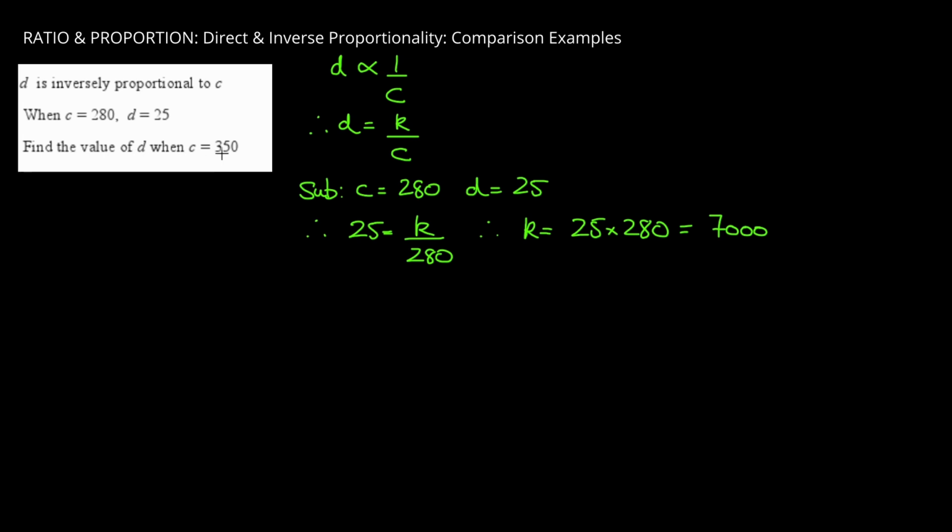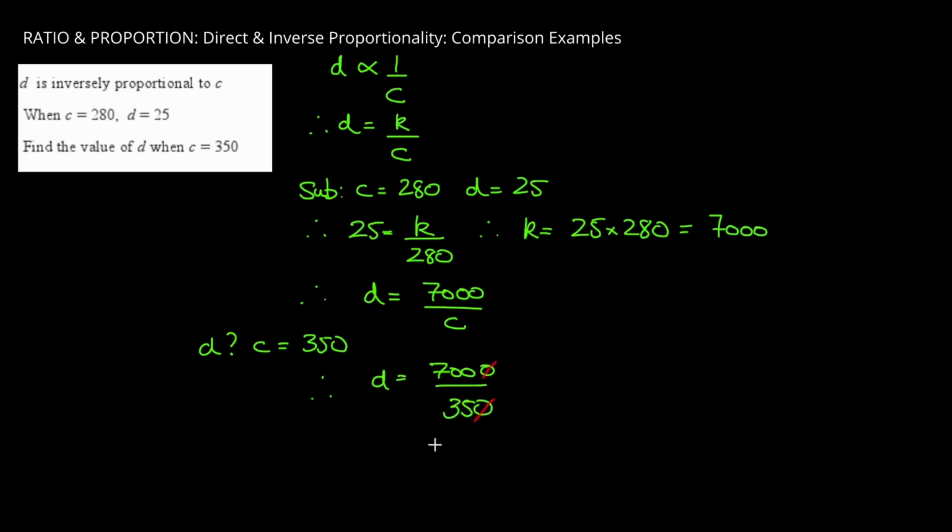Now they want us to find the value of d. So our equation, fully completed, is that d is equal to 7,000 divided by c. Now they want us to find d when c is equal to 350. Okay, what we get is that d is equal to 7,000 divided by 350. Straight away those zeros will cancel, and as 35 goes into 70 twice, we've got another 0 here. The answer to this is 20. And that is your answer.